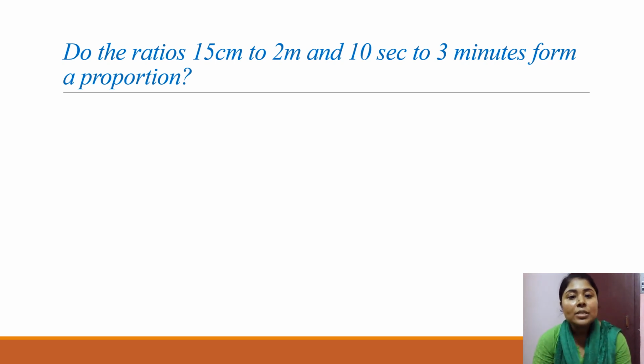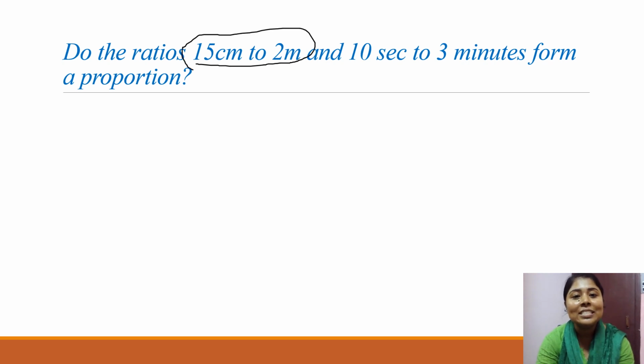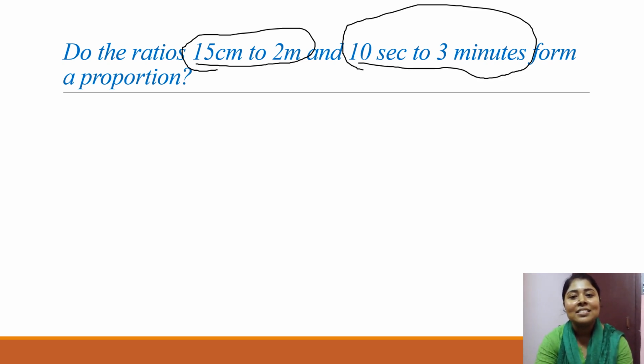See, do the ratios 15 centimeters to 2 meters and 10 seconds to 3 minutes form a proportion? So here clearly it shows both the ratios, 15 centimeters to 2 meters and 10 seconds to 3 minutes. In the question they have given two different ratios, and you have to note clearly, 15 centimeters to 2 meters, are they in the same units? No, they are in different units, and 10 seconds to 3 minutes is also in different units.